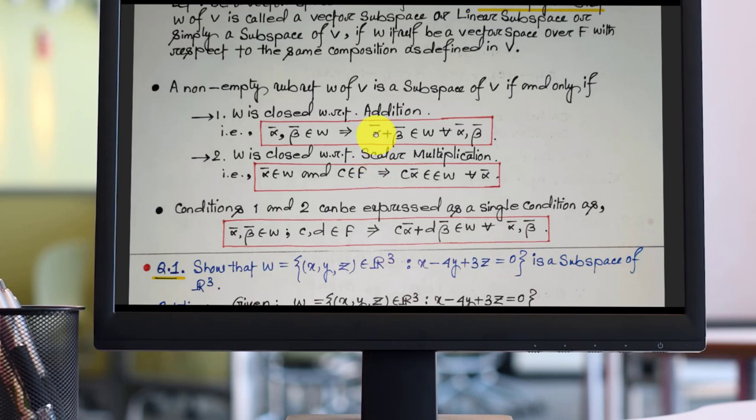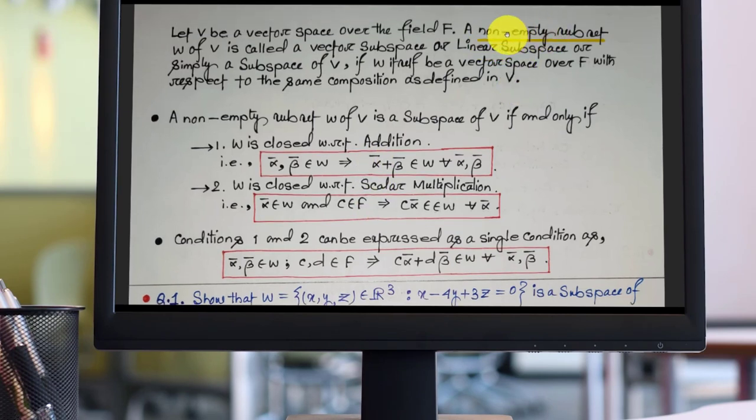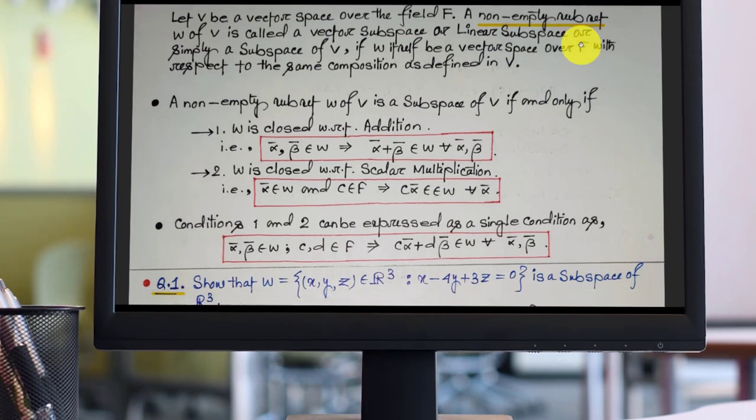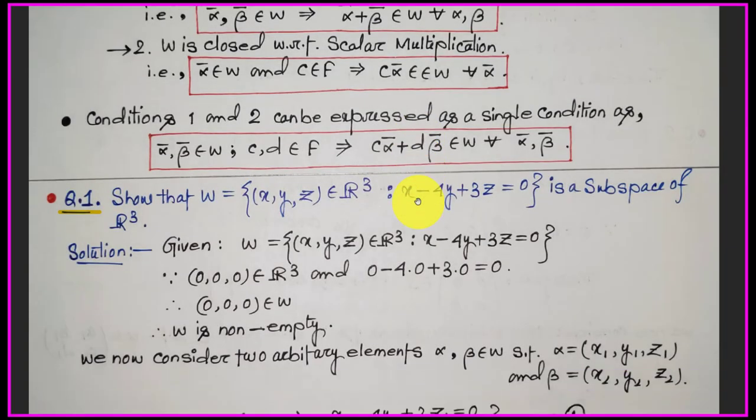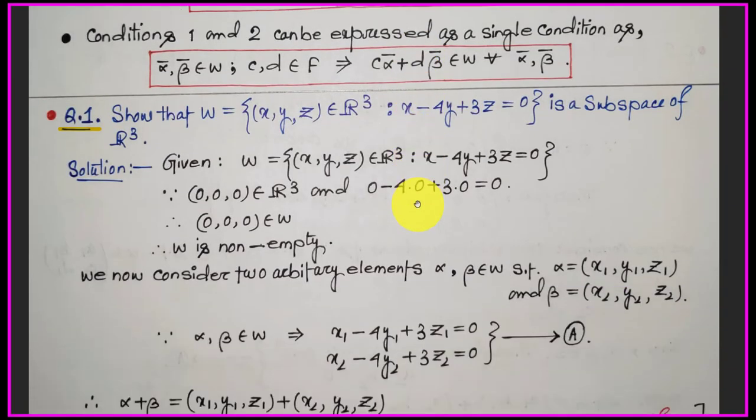So these are our main conditions. If a non-empty subset holds these two conditions, then only can we say that the non-empty subset of V is a subspace of V. Now let's come to some examples.